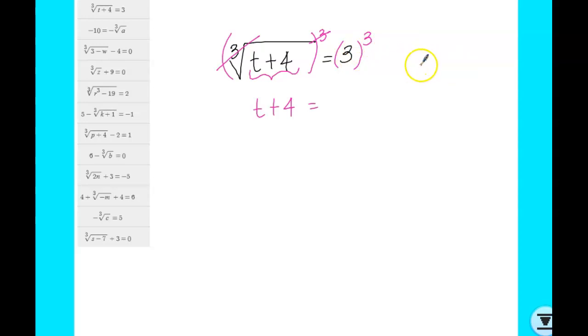So 3 times 3 is 9. 9 times 3 is 27. And then we just want to solve for the variable. So we want to get rid of this plus 4 here. So the inverse of plus 4 would be minus 4. So t is equal to 23.